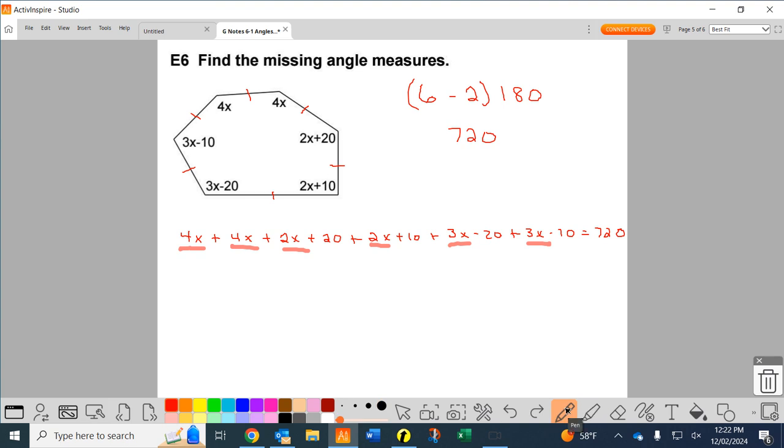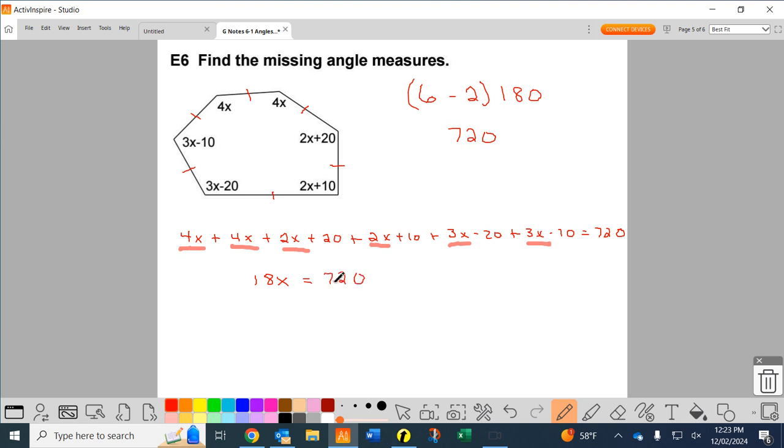Okay. Do 4 plus 4 plus 2 plus 2 plus 3 plus 3. Hit equals. 18. So 18x. Now this part's unique. Do this on your calculator. 20 plus 10 minus 20 minus 10. See what happens to it? What does it do to each other? It just cancels out. Will it do that every time? No. But this one does. So it's just 18x equals 720.